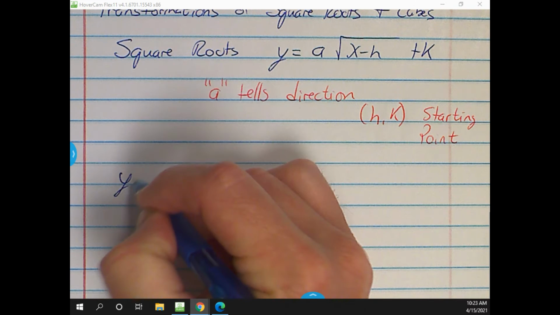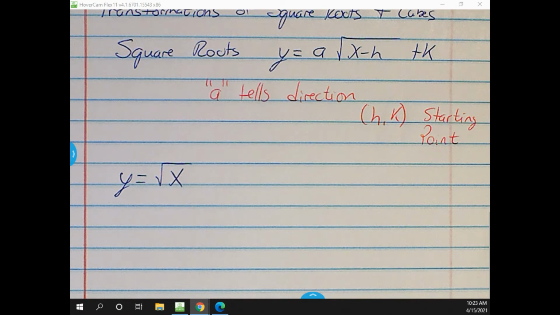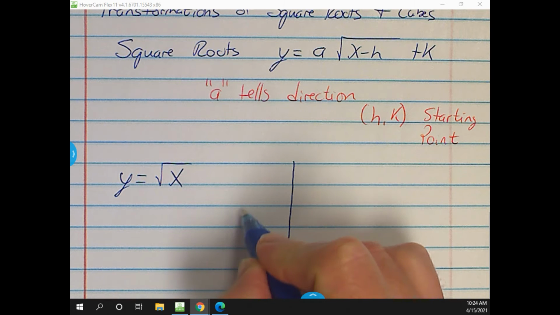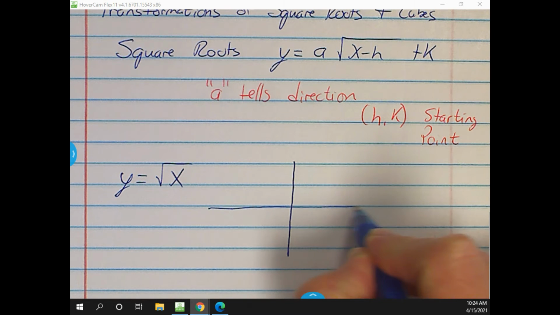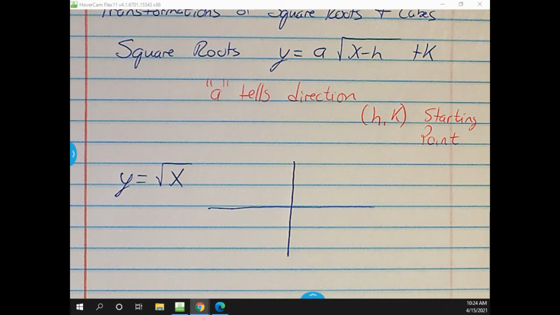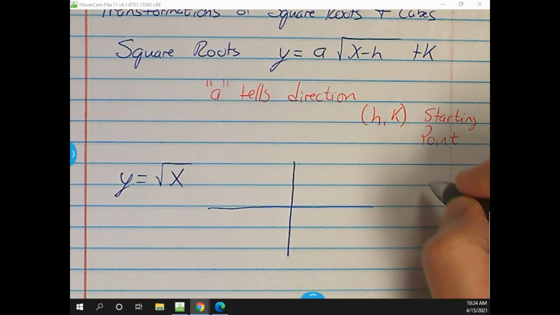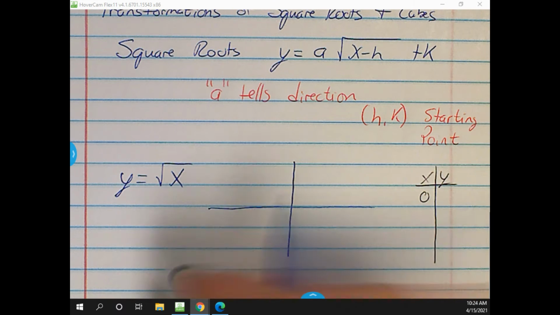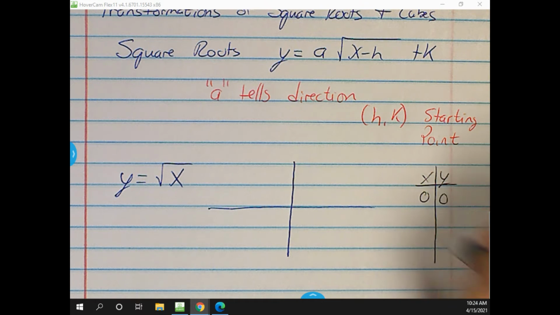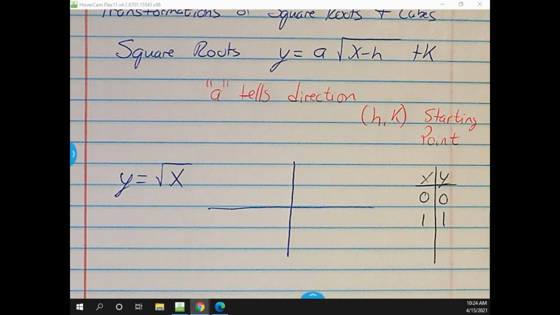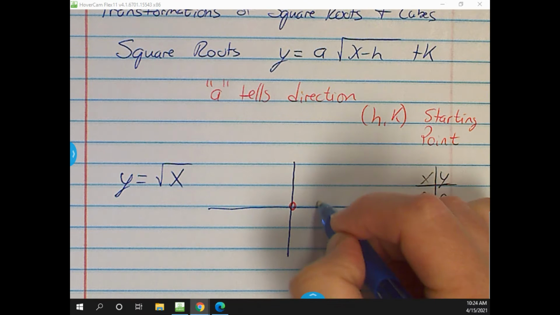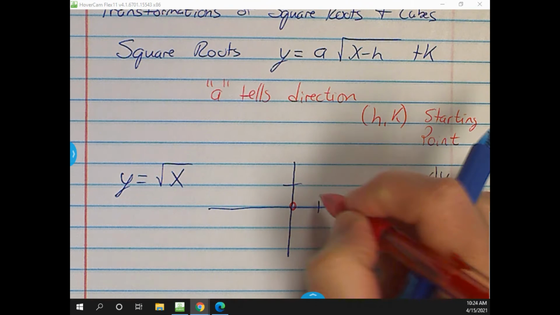All right, so if we start with just the plain, basic square root of x, we're going to show you that graph and get you the basics of it here. You don't have to write this part down over here, but just to give you an idea of what the numbers would be. If we plug in 0, the square root of 0 would be 0. If we did the square root of 1, that would be 1. So when we're plotting this one, we start at 0, 0. Our next point would be at 1, 1.